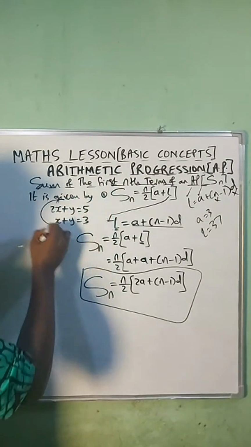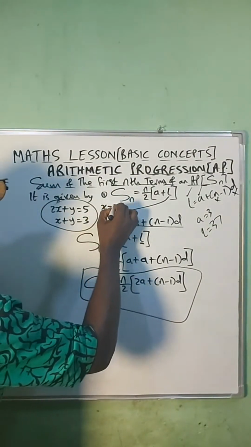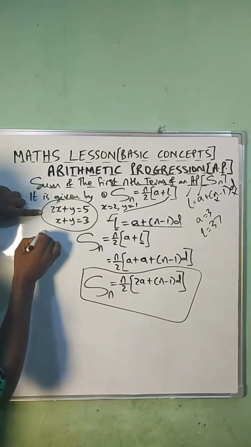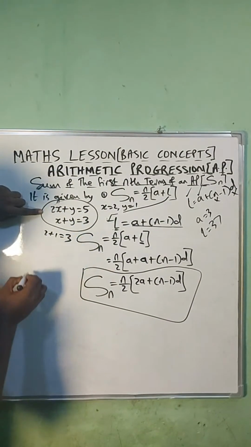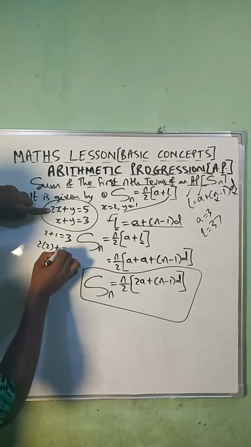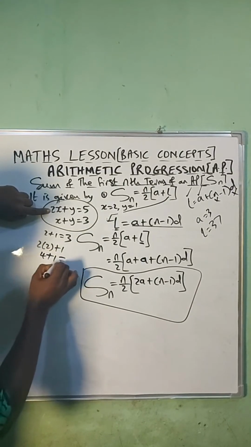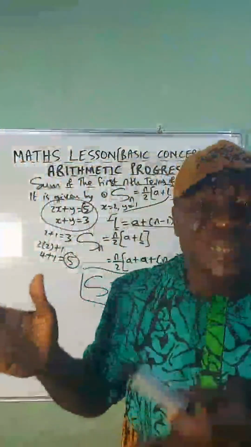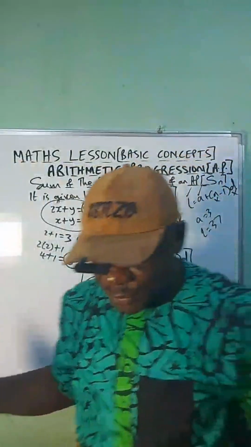And when you solve this one, you see that x will be equals to 2 and y will be equals to 1. Because here, if you put 2 plus 1 it will give you 3. And here, 2 times 2 plus 1 will be 4 plus 1, which is what? 5, which is this 5. So the number of unknowns must be the same as the number of equations.